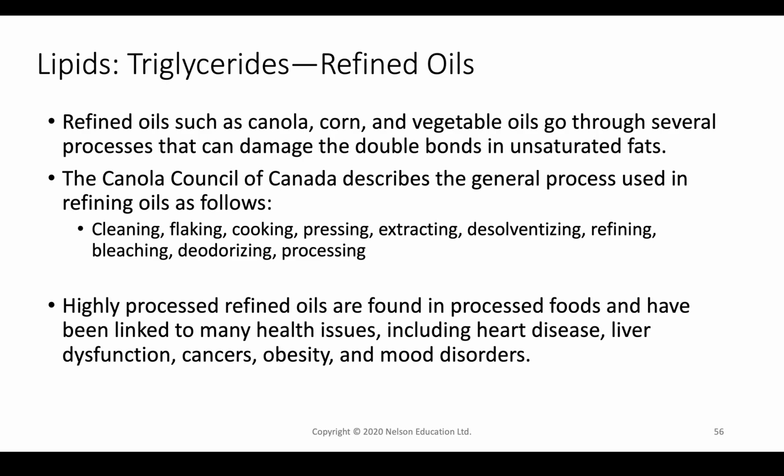These guys are refined by going through multiple repeated processes, which can destroy the double bonds in your unsaturated fats. Basically, the way that you refine oil is by cleaning, flaking, cooking, pressing, extracting, desolvatizing, refining, bleaching, deodorizing, and processing. So instead of just pressing the oil, which is how we make olive oil, we literally just press the olives. How we make peanut oil, we press the peanuts, right? And you just get the oil out of it. You have to take a lot of different steps to refine canola to be able to make it into oils.